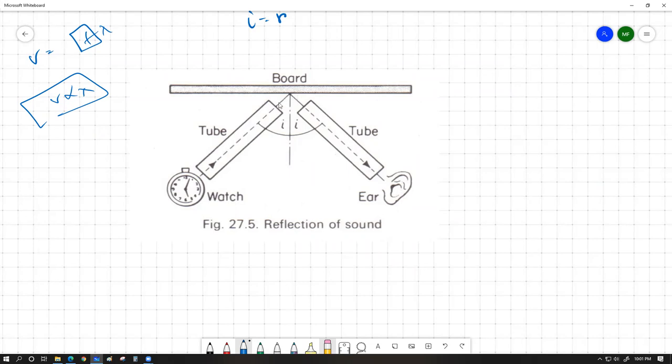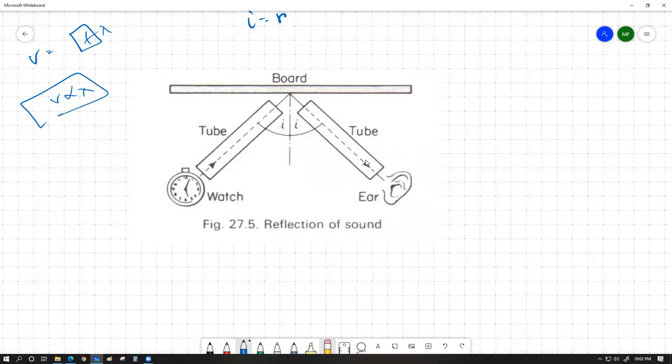But once again, most of the sound is gonna be reflected at the same angle. So the waves are gonna be reflected off by the same angle, and they're gonna enter within the tube. And once they enter this reflection tube on the right side, once again, the sounds are gonna get reflected within the inner wall of the tube and eventually reach the ear. This allows us to prove that sound actually undergoes reflection.